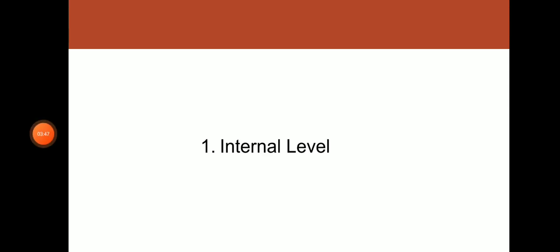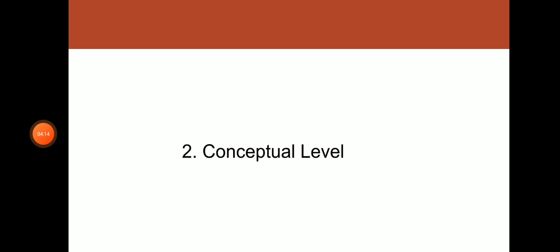The first level is the internal level schema. The internal level has an internal schema which describes the physical storage structure of the database. The internal schema is also known as the physical schema. It uses the physical data model. It is used to define how the data will be stored in a block. The physical level is used to describe complex low-level data structures in detail.